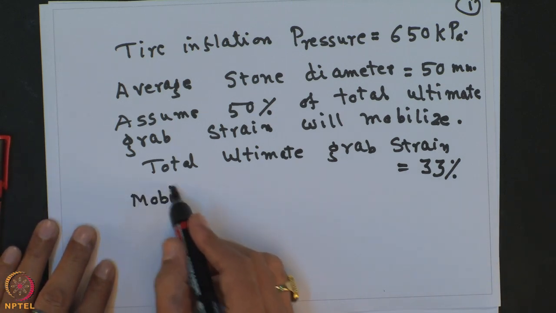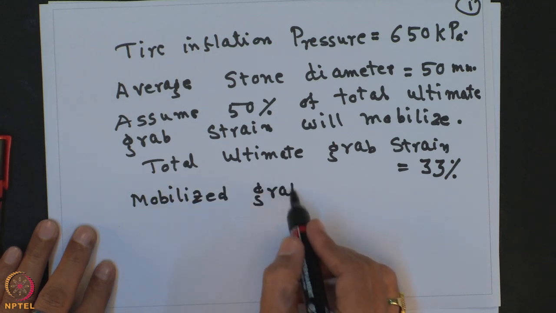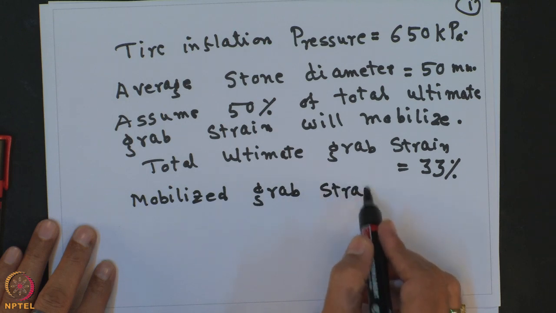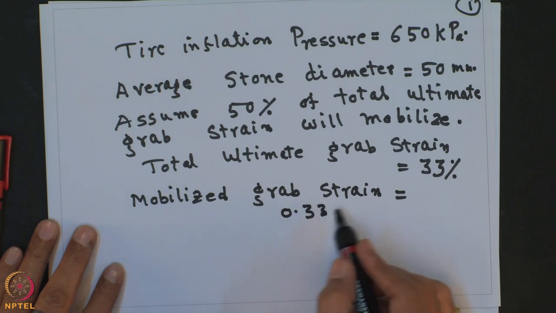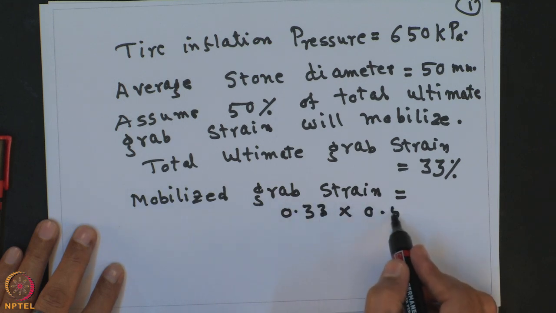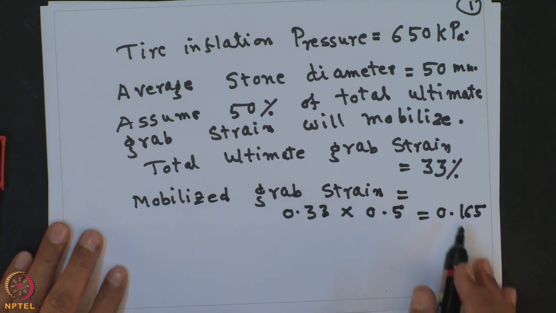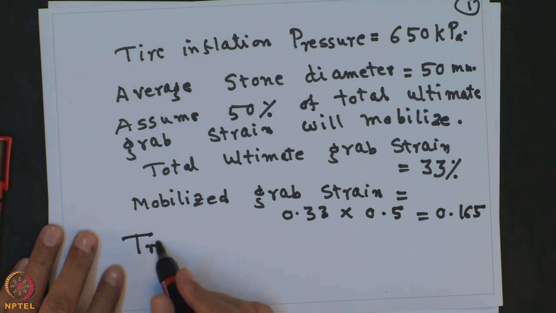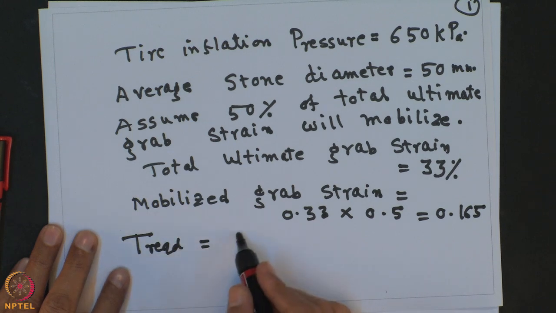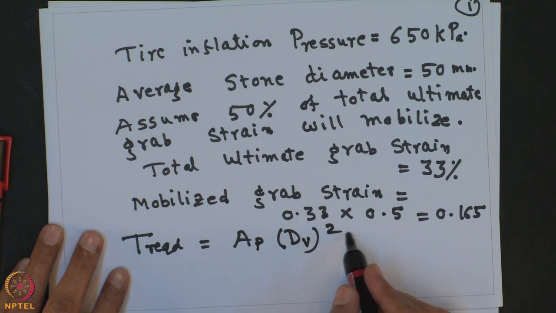So, the mobilized grab strain will be equal to 0.33 into 0.5, which is equal to 0.165. So, you know what the T required equation is, that is p into d_v square into epsilon.